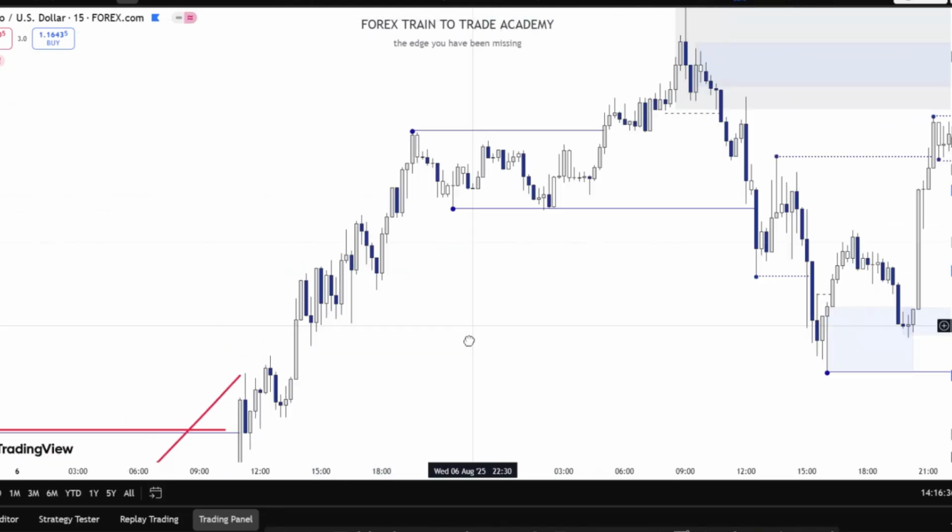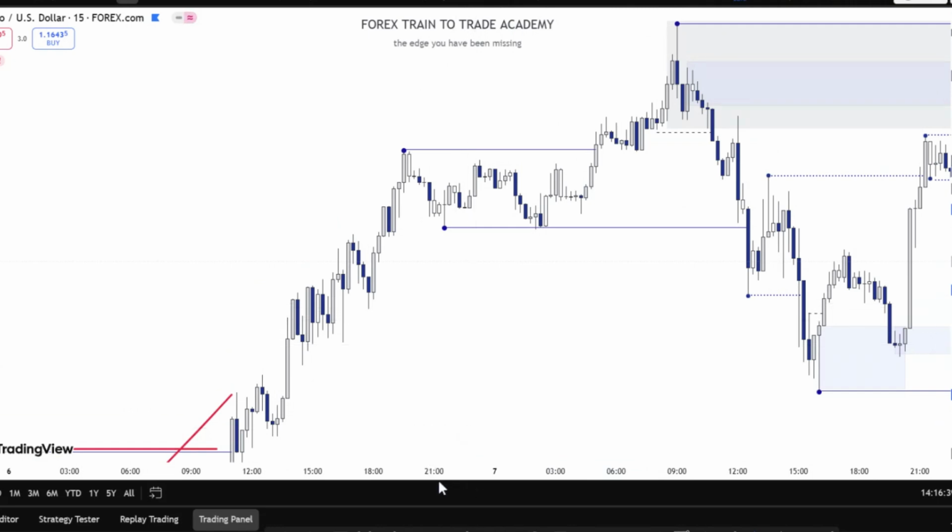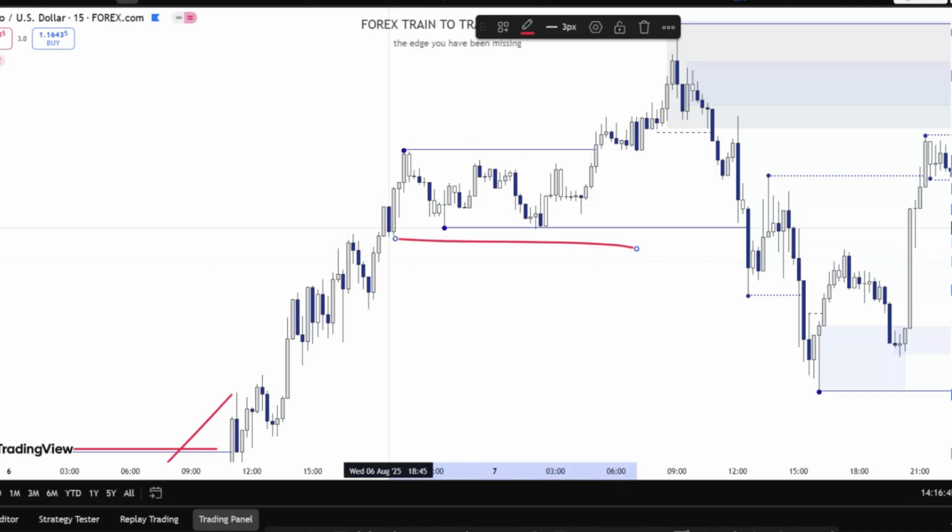Where did we have a sign of a change of character signaling that there was a pullback? Even here, we almost had a sign signaling a pullback, but this low never went, because this is the low we use for our change of character. So since the low never went, there was no change of character, but this is the same low here.